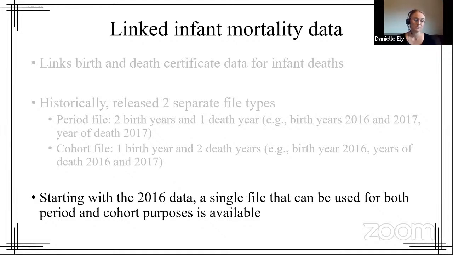However, we were able to do something new to make the cohort data more timely. Starting with the 2016 cohort data year, which would be 2016 births and whether the infant died in 2016 or 2017, we've made a single file combined with the period file so that users can create their own cohort files from the period files, which is something that has been wanted for a long time, but we have just gotten around to.